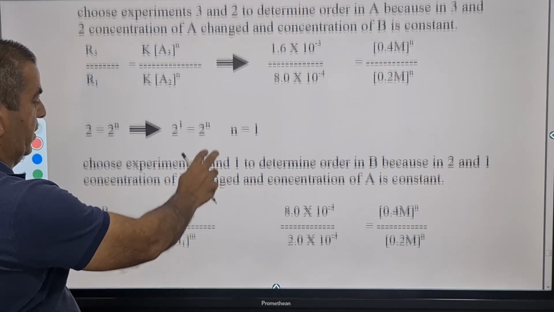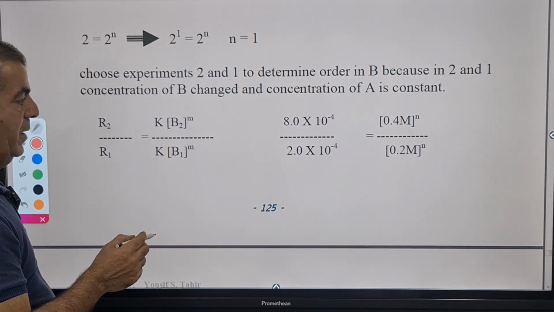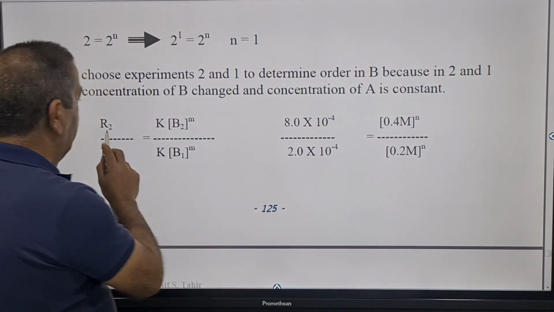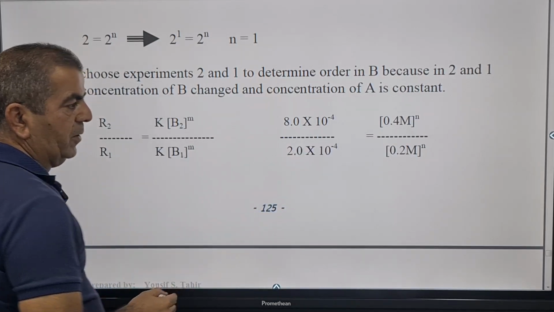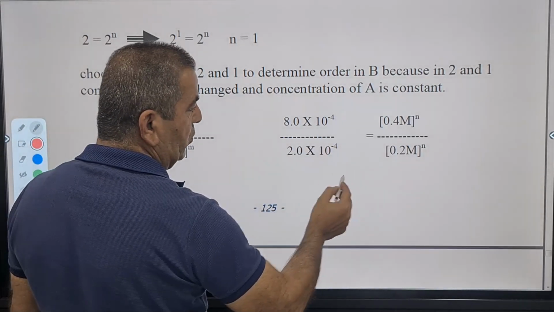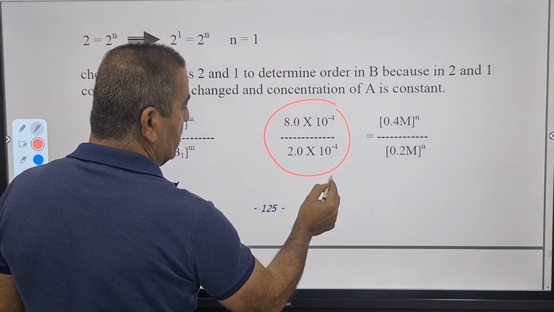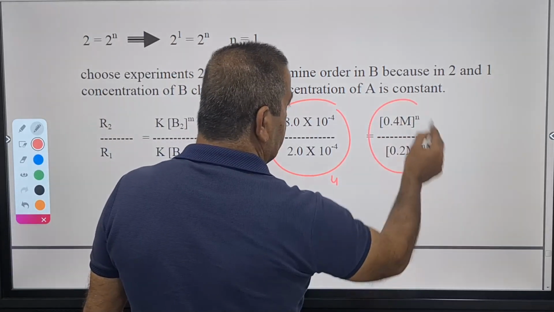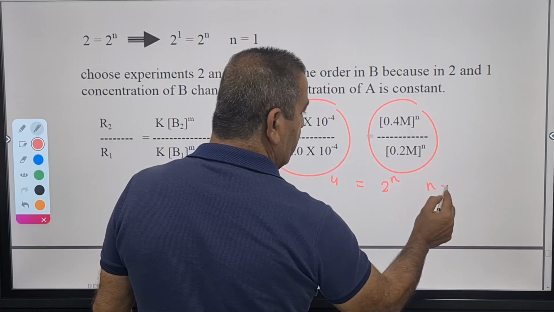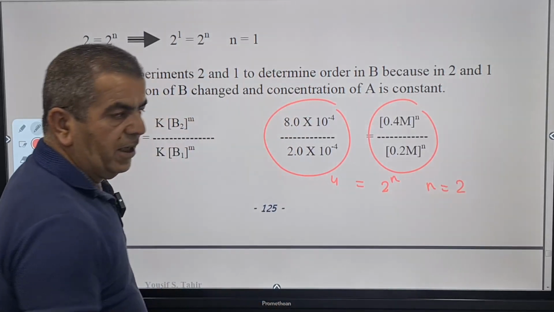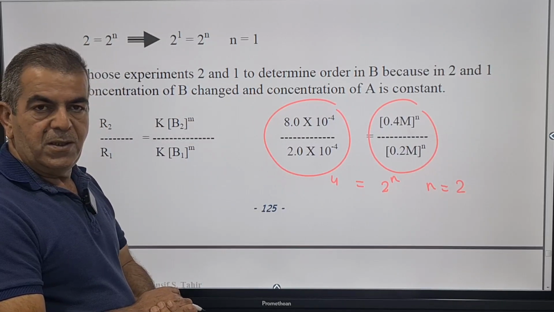Now let's find B. B in experiment 2 and 1, B changed, but A is constant. So we have rate 1 by rate 2, 8 times 10 power negative 4 divided by 2 times 10 power negative 4 equals 0.4 molar divided by 0.2 molar. This equals 4. And this equals 2 power to how many? To N. So what is the value of N? N equals 2. So we found that the order of A is 1 and the order of B is 2.